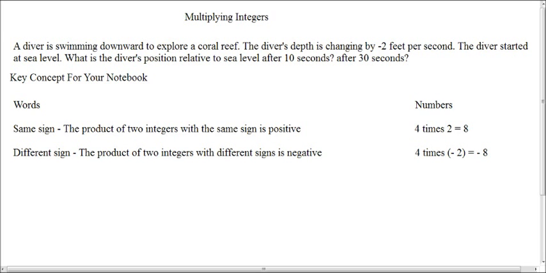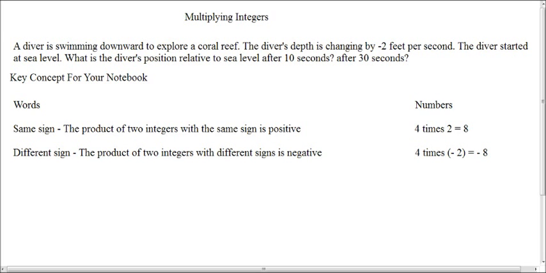Well, multiplication of integers. What have we done before? We have looked at addition and subtraction of integers. So now let's walk through how, or even why, we multiply integers. Well, for the most part, we can find positions, so to speak. Let me give you a prime example.